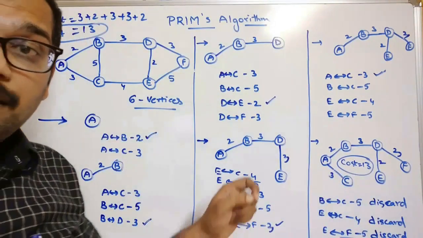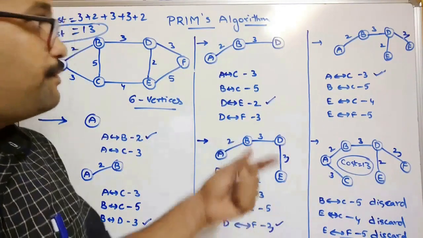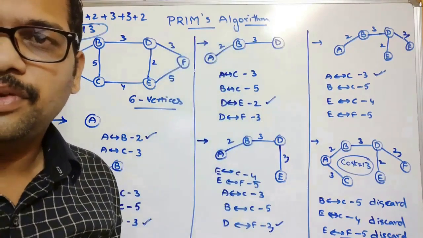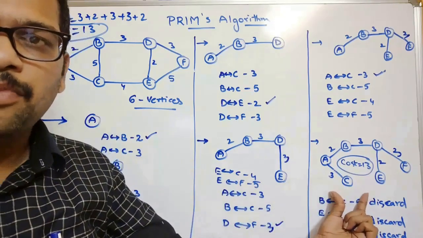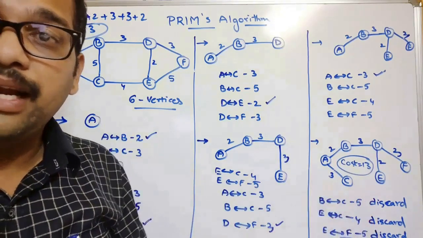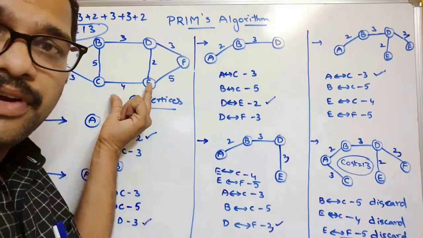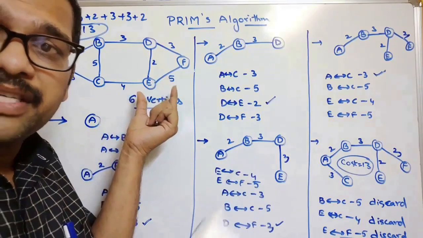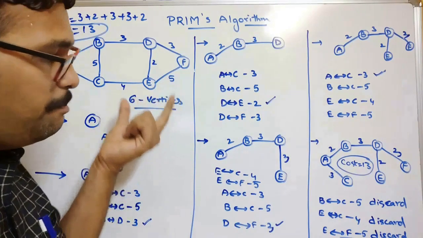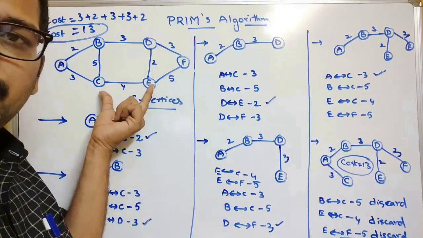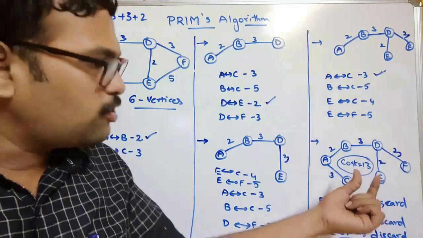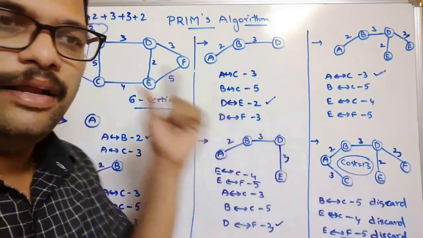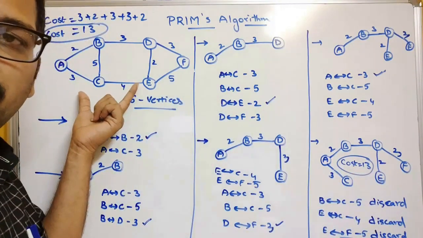So this is the procedure we need to follow for Prim's algorithm. Consider a graph and finally we are getting the minimum cost spanning tree. We'll get many spanning trees from this graph, as we discussed in the previous session, but we need to find the minimum cost spanning tree. So this is the minimum cost spanning tree obtained from this particular graph.